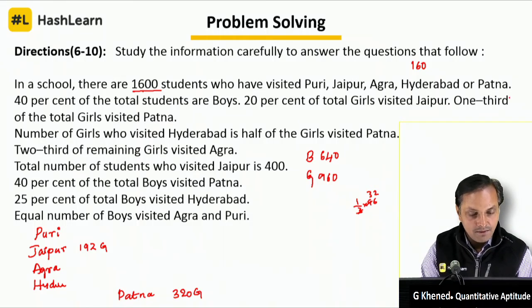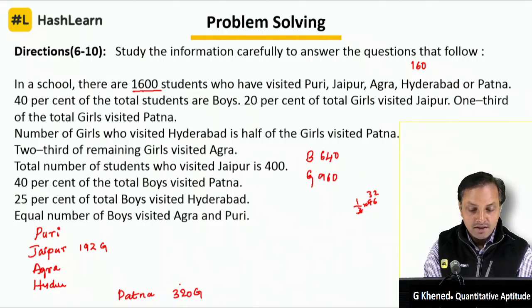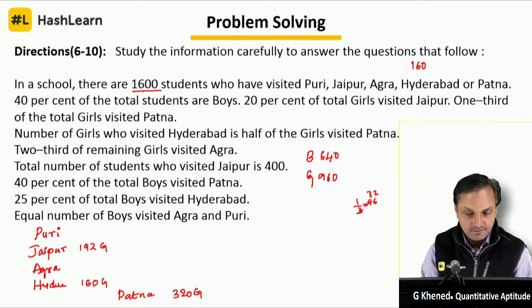1/3 of the total number of girls visited Patna. The number of girls who visited Hyderabad is half of the girls who visited Patna. Patna is 320. Hyderabad half means it will be 160 for Hyderabad, 160 girls.